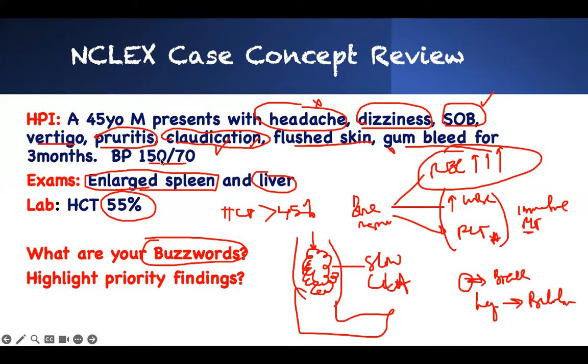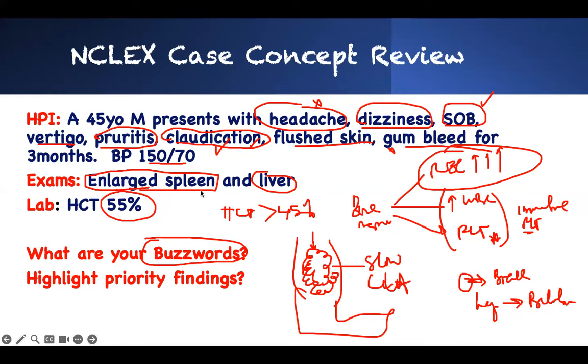They will have headache, dizziness, shortness of breath, pruritus, claudication, flushing. There's a bunch of them, but it's related to what? Blood volume, blood volume, blood volume. And this is why these people have this problem. A lot of problems because of the high level, the blood is too viscous, it does not flow.